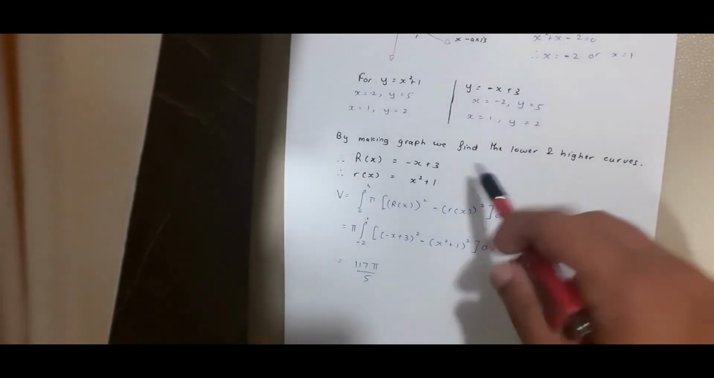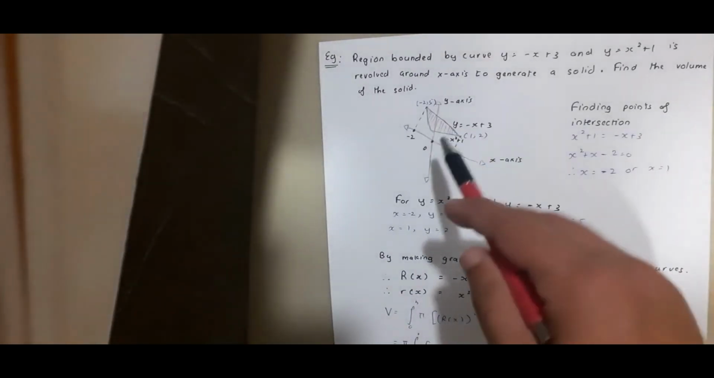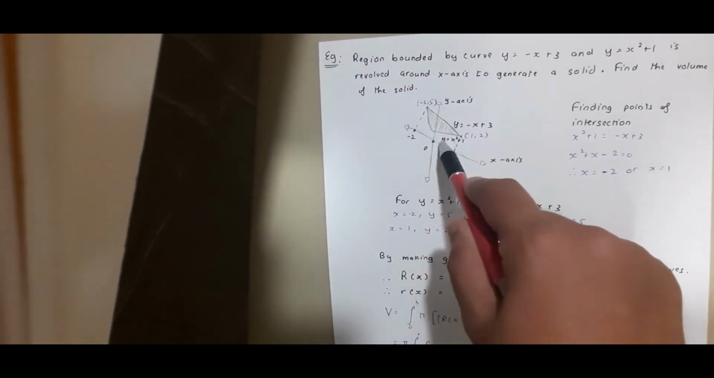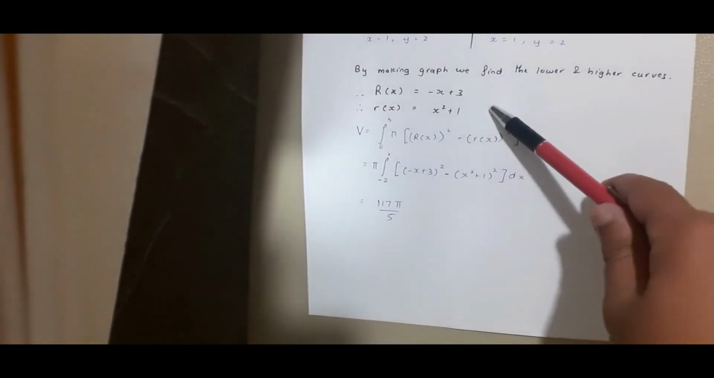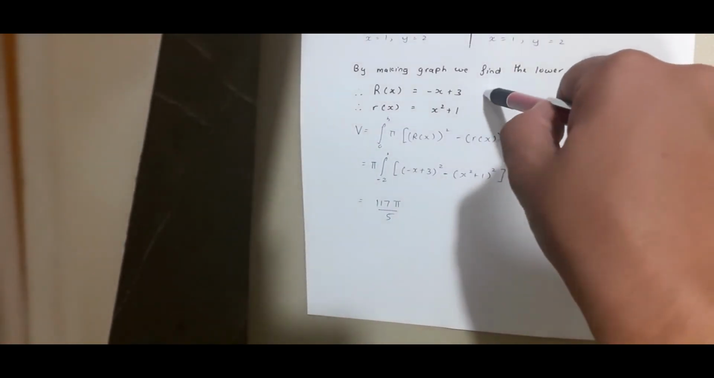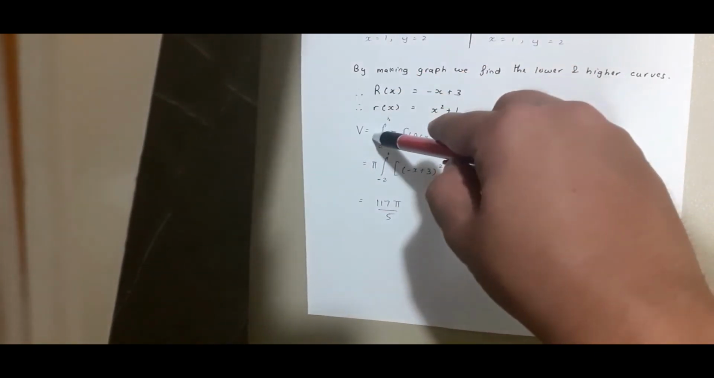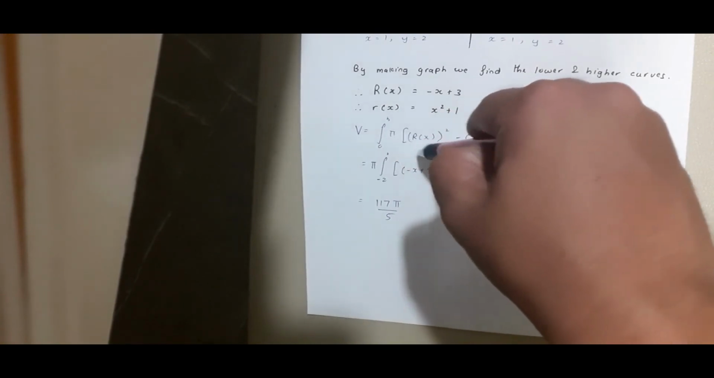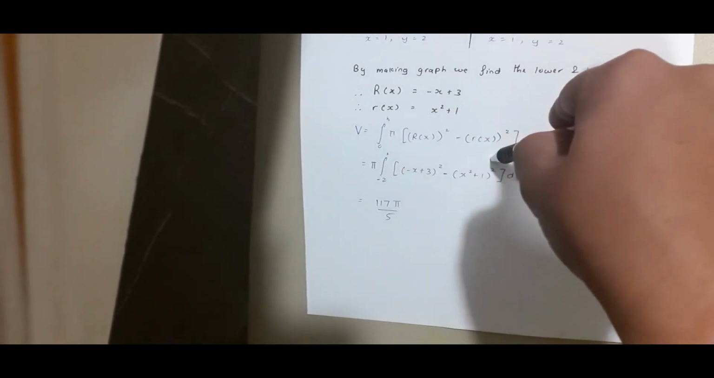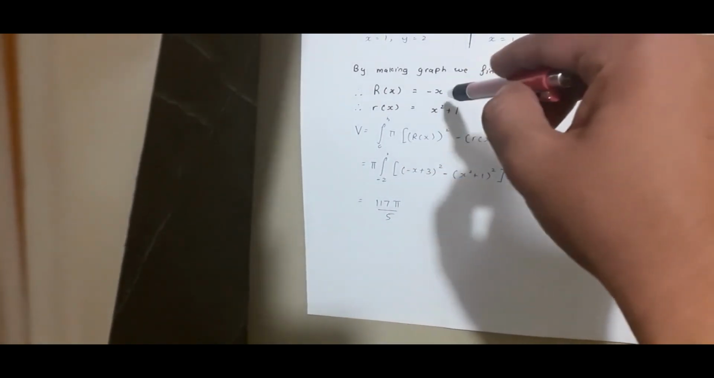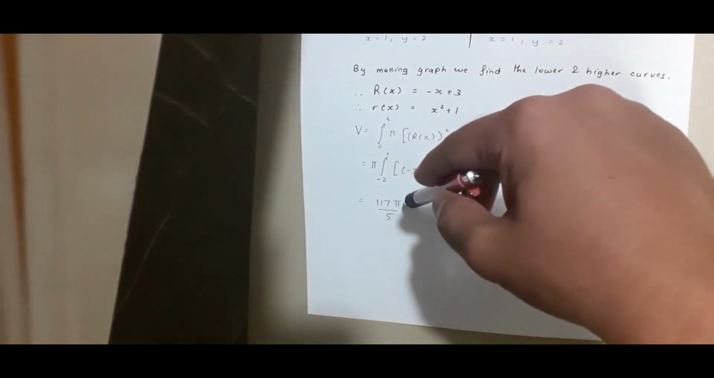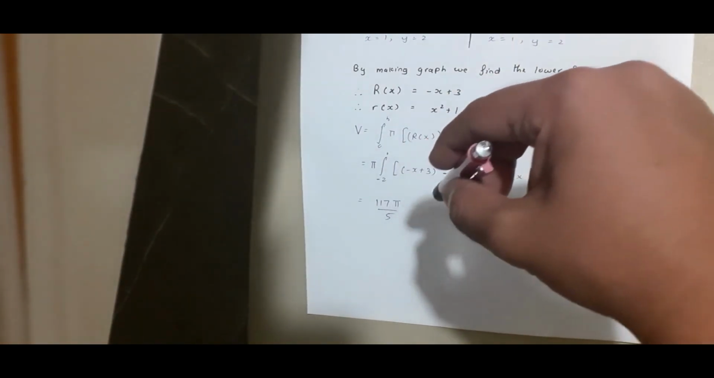Now by making the graph, we find the lower and the higher curves. So obviously from the graph you can see the line is higher than the parabola in this region. So the higher curve, and hence the outer radius, is given by the line, the inner radius is given by the parabola. So we integrate the volume from a to b, pi times outer radius squared minus inner radius squared. You substitute the values from here, you solve it, you get your answer 117 pi by 5 cubic units.